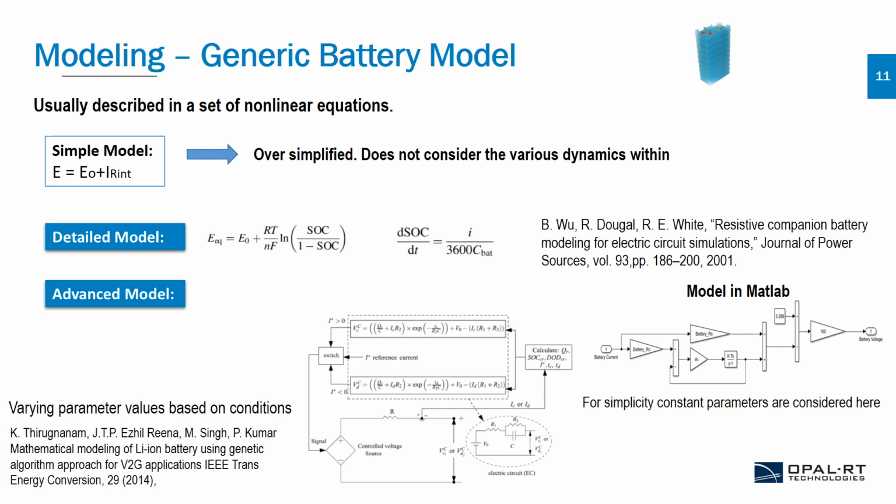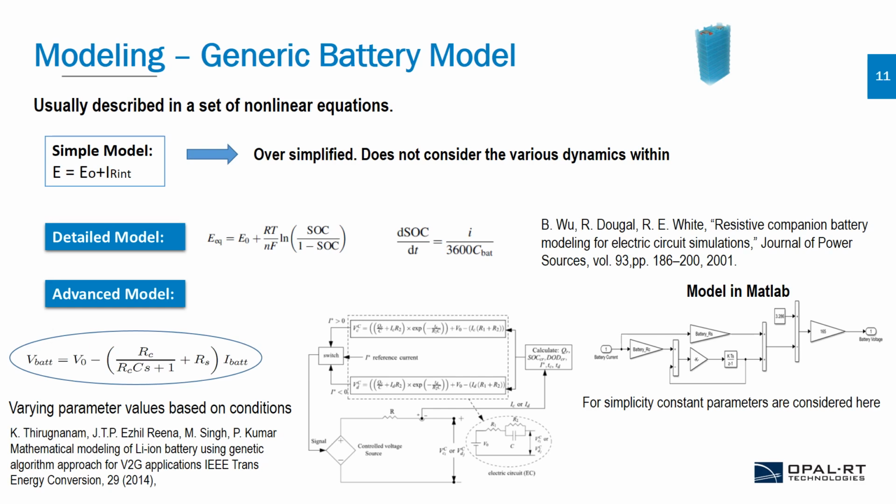The third type of modeling, which is like an advanced modeling, is as I'm showing here on the screen below. So the battery here is represented by a series and parallel combination of resistors and capacitors. Now the point to note here is the parameter values of these resistors and capacitors keep changing based on the multiple conditions and different operating criteria. It is a very complex model driven by the different parameters, taking into consideration the different dynamics of the system.